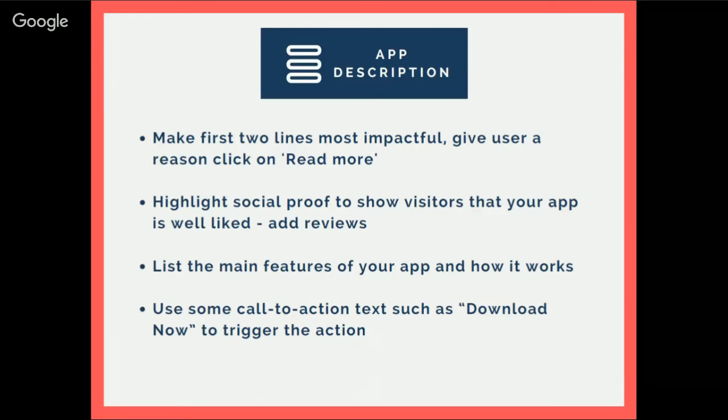You need to highlight social proof as well in the description. That's a good practice, because you can put how a certain user benefited from this application. You have to list the main features of your application and how it works, and you need to put a call to action text such as download now to trigger the action. So these are some to-dos when you're building your app description: make the first two lines very effective, put in social proof, list the main features of the application and how it works, and use the call to action, like what exactly to do after reading all this.